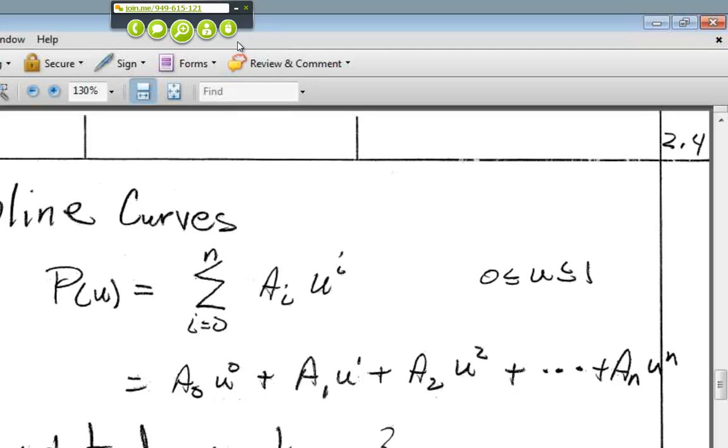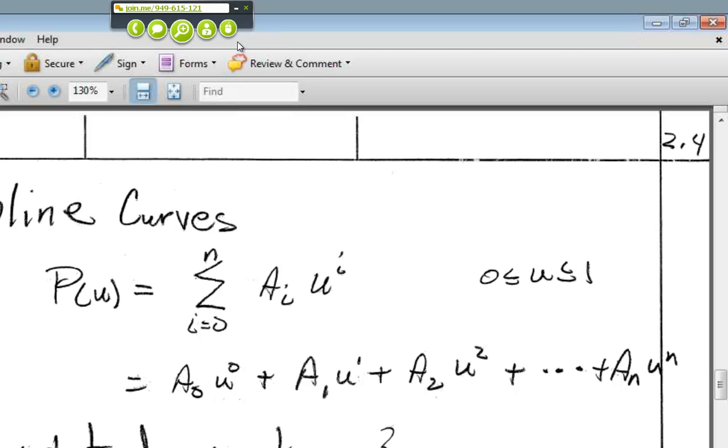How far is it from the first point to the second point? If there are 4 points, what's a good u value for the second point? 1/3 of the way along, right? And what's a good value for the third point? 2/3 of the way along. And for the fourth point, it's all the way there, it's 1. So in effect, because we are the engineer placing these points, we can figure out what the u's are.